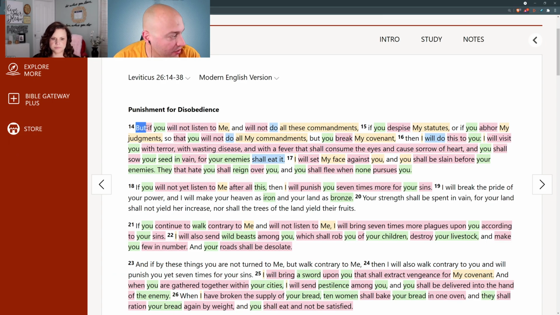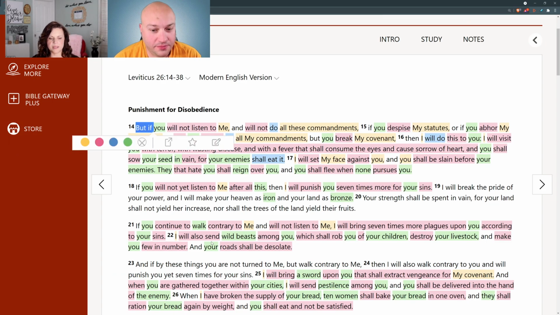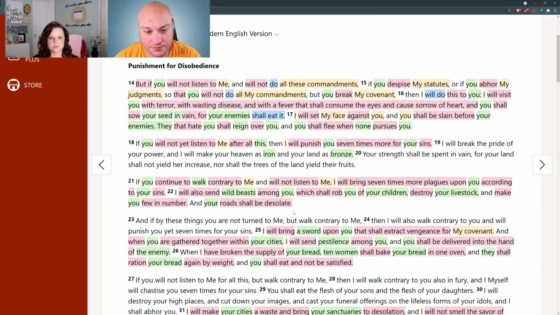And what does this start out with? But if, so Leviticus 26:14-38. But if you will not listen to me and will not do all these commandments, if you despise my statutes, or if you abhor my judgments, so that you will not do all my commandments, but you break my covenant, then I will do this to you. I will visit you with terror, with wasting disease, and with a fever that shall consume the eyes and cause sorrow of heart. And you shall sow your seed in vain, for your enemies shall eat it. I will set my face against you, and you shall be slain before your enemies. They that hate you shall reign over you, and you shall flee when none pursues you.